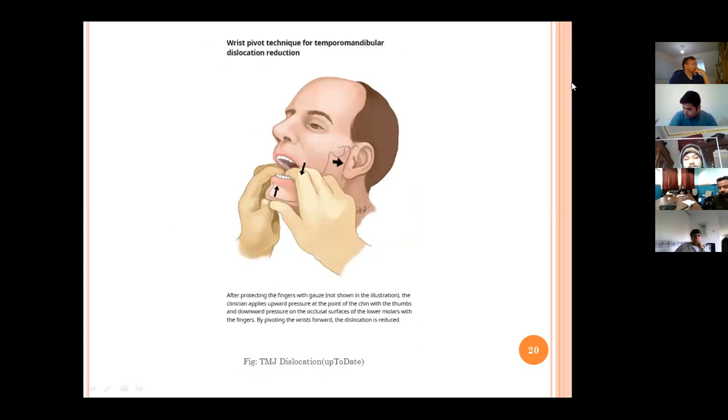And the wrist pivot technique. In this technique, the index and the other fingers are protected with a gauze piece, and pressure is applied to the chin in the upward direction by the thumbs and downwards by the other two fingers, and using the pivotal action of the wrist, the jaw is pushed backwards, and this will also help in relocating the jaw.